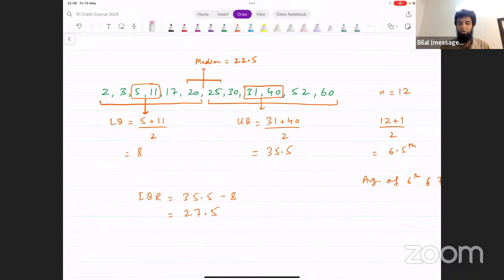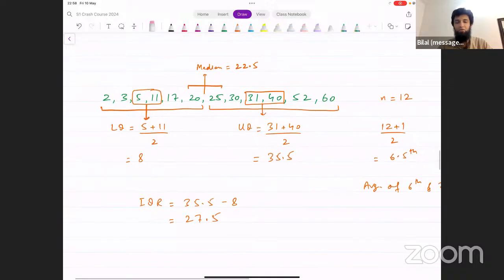Okay. For ungrouped data, this is the exact method you have to use. If you use formulas, sometimes you end up getting wrong answers. That's not acceptable.